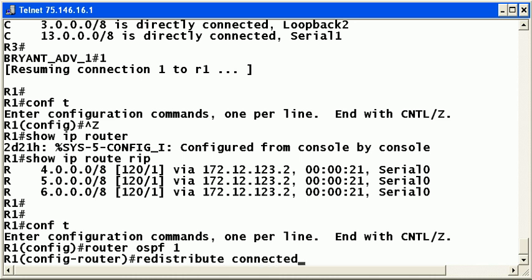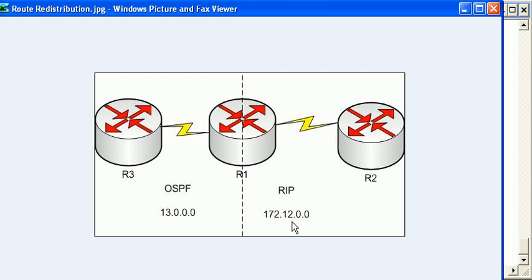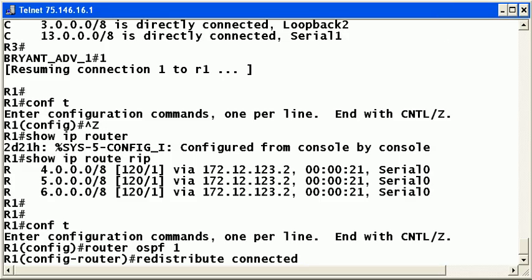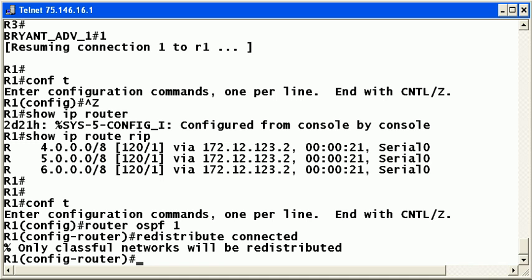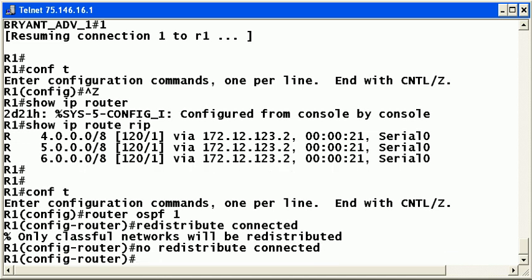So what happens if we just say redistribute connected? Because remember, there is a network on router 1 on the other side that is not a RIP route, that 172.12.0.0 network, and we want router 3 to know about that as well. If I hit enter there, I get a message: only classful networks will be redistributed. So this is a legal command, but if you are not getting the redistribution results you think you should be getting, as in you're not seeing subnets, it's because you didn't use the subnets option on the end of redistribute connected, or redistribute anything when it comes to OSPF.